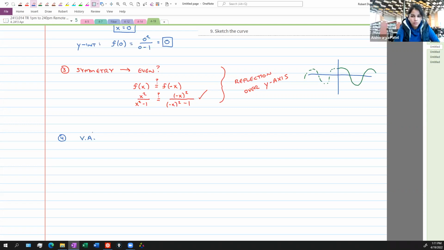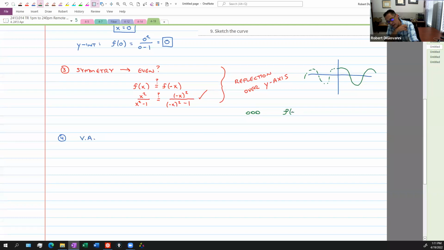And for odd, what would you check for? For odd, here's what you would check. You would say, is f of negative x equal to negative f of x? That's what you would be checking. Is plugging in a negative into the function equal to putting a negative out in front of the function? I can give you an example of an odd function. f of x equals x cubed. That's an odd function. Why?